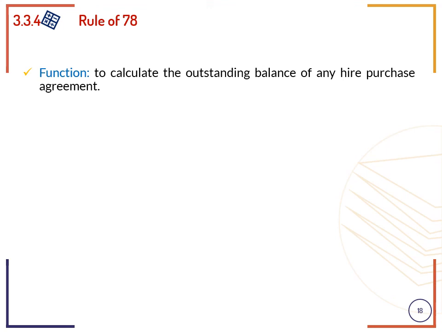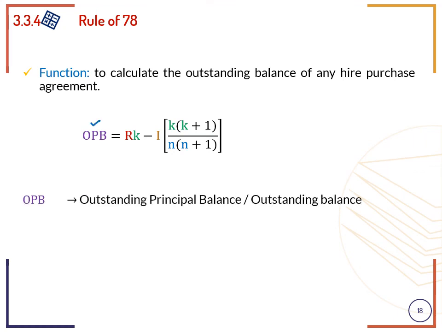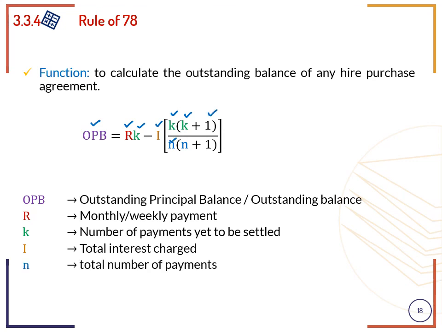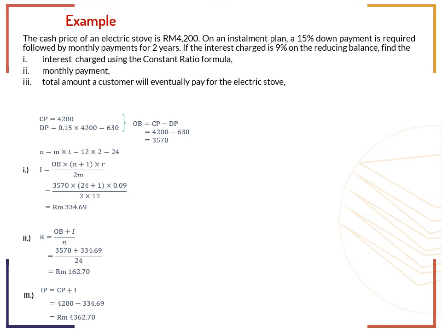The Rule of 78 states that the outstanding balance of a hire purchase loan with a flat or simple interest rate is given by: outstanding principal balance equals monthly or weekly payment multiply number of payments yet to be settled, minus total interest charge multiply number of payments yet to be settled times number of payments yet to be settled plus 1, divided by total number of payments times total number of payments plus 1.